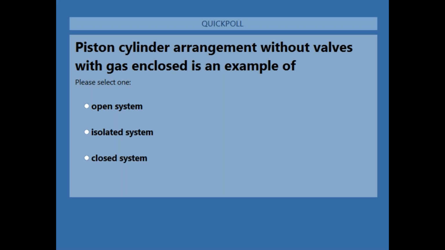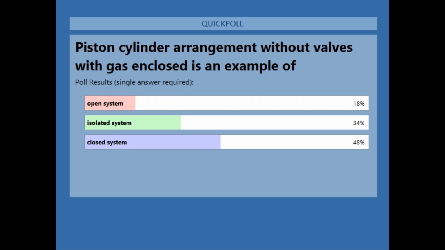Here also, of the students who have voted, about 50% have answered the question correctly. So I'm closing this poll and sharing the results with you. 48% of the students who have answered that it is a closed system are right. Those who have said that it is an open system are wrong. Others who have said it is an isolated system are also wrong.